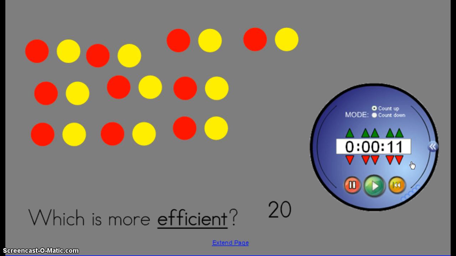So which way would you say is more efficient? That's right, counting by 2's. And you'll notice that when I counted by 2's, I got the same answer of 20. So it doesn't matter if you count 1 at a time or 2 at a time, you should still get the same answer.